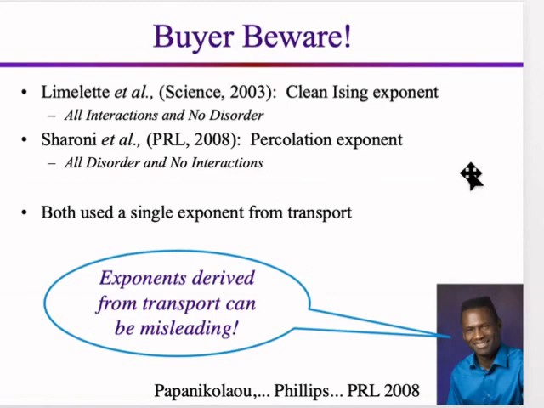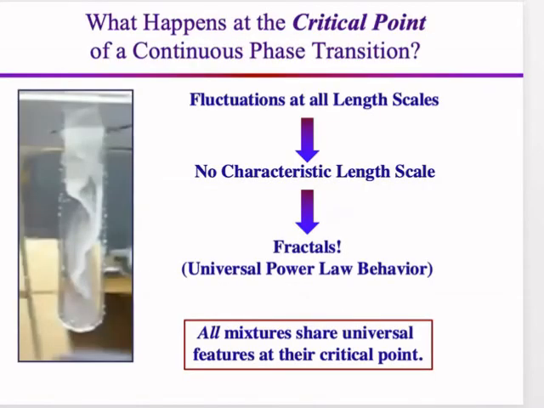So really, a much better method is to get spatial resolution if you can. Now, just to remind you what happens at critical points, because critical points are very beautiful, as you know. A critical point, being a point of continuous phase transition, experiences fluctuations on all length scales.